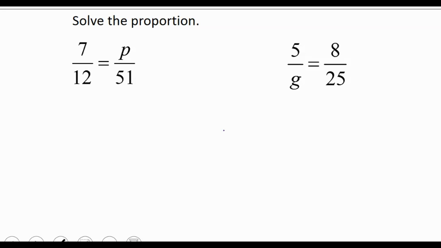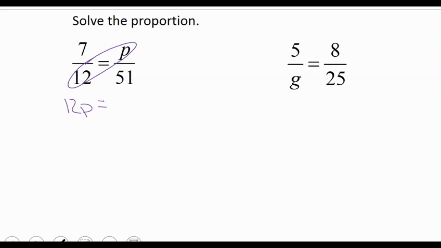All right, so if I look at my first one, 7/12 equals P over 51. What I can do is I can multiply the cross products. What I mean by that is I can do 12 times P, that's one diagonal, and I'm just going to write that as 12P. When I do it, I always start with the diagonal that has the variable. I think it makes things easier. So 12 times P is just 12P.